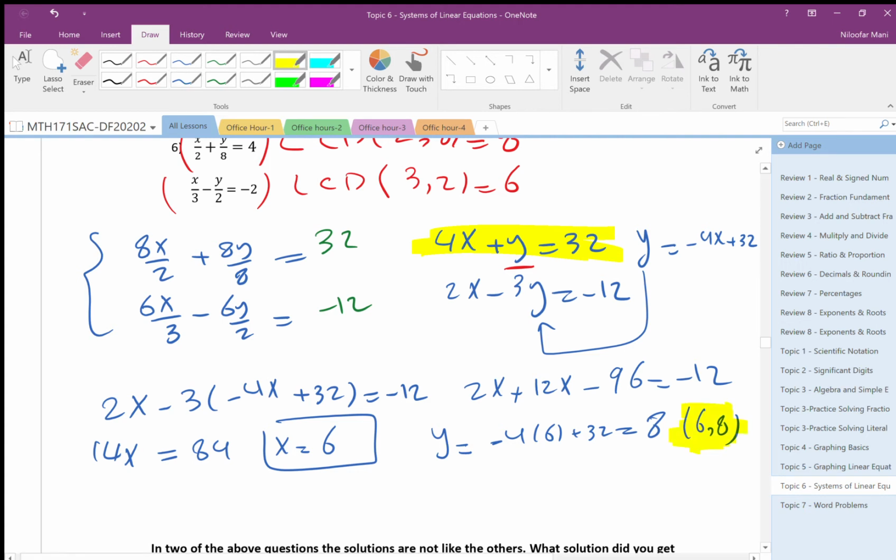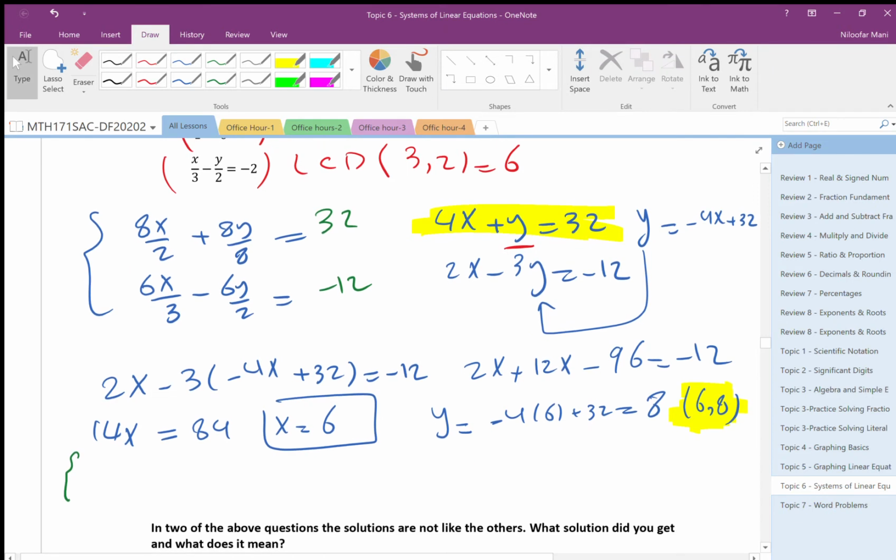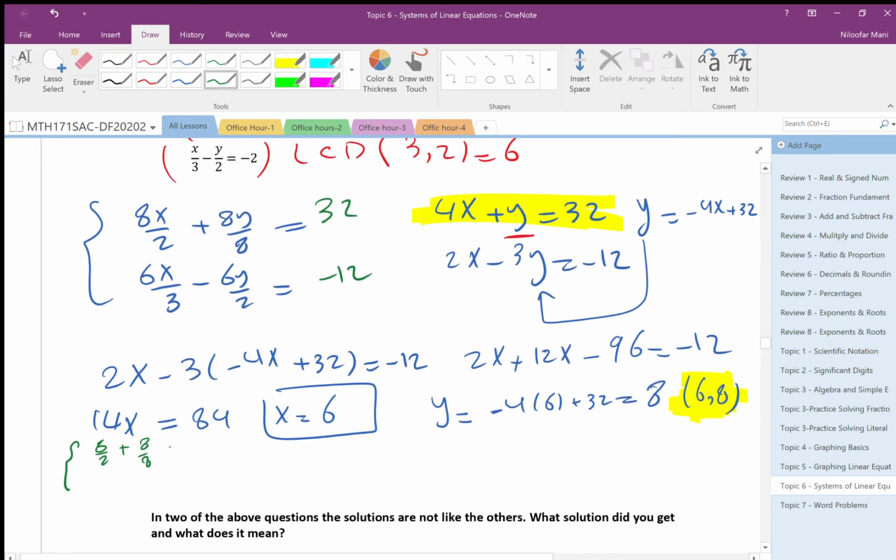That's my solution. How can I make sure? I can just substitute. Remember, I substitute in the original equation, because maybe I made a mistake when I was changing my equation. So I have 6 over 2 plus 8 over 8. Which is 3 plus 1, which is 4, equals 4.